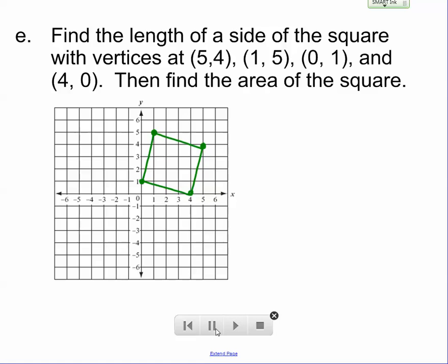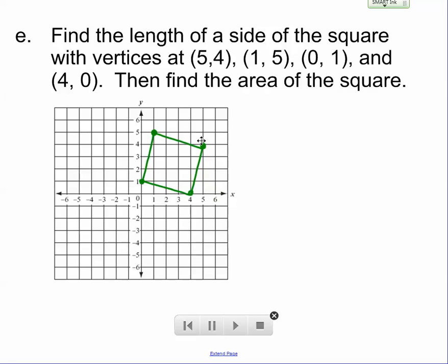Okay. And then I'm going to find the area of this square. Oh, no, I'm sorry. I need to find the length of the side of the square first. So how far is that? Ooh, well, I know it's longer than 4, but I don't know how much longer. So here's what I can do, though.